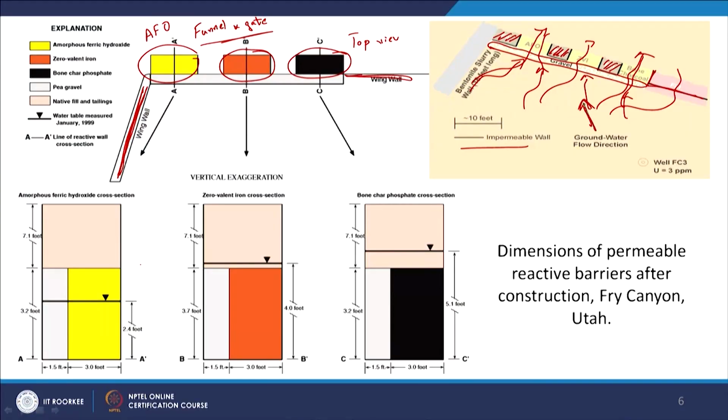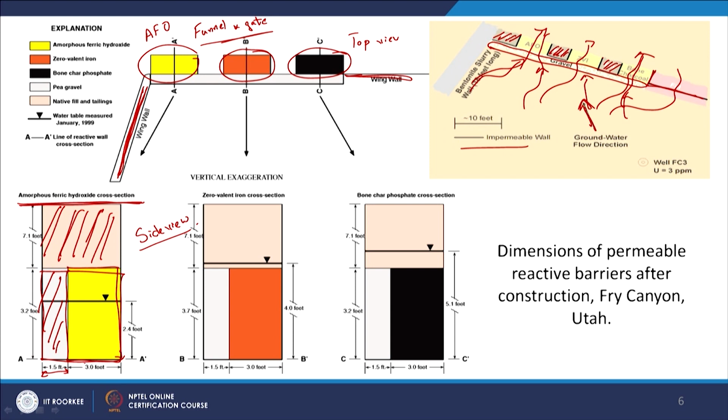So obviously this is the side view from here. What do we have here? We have the fill here, this is the soil surface here, and then I guess the fill, and this is the PRB material. So 1.5 feet thick gravel, that is what we see here, and this is your PRB material, and looks like they designed it for 3 feet, right. And in this AFO the groundwater is at 2.4 feet approximately, and obviously the fill and such will be the same for zero valent iron and bone char phosphate.